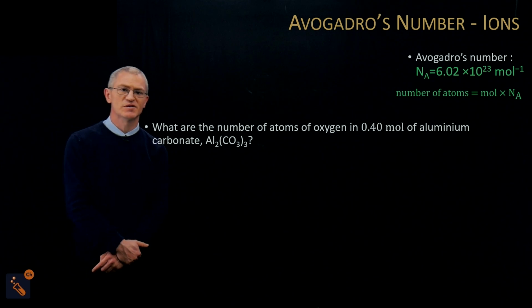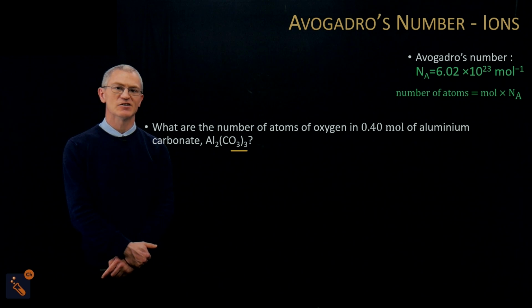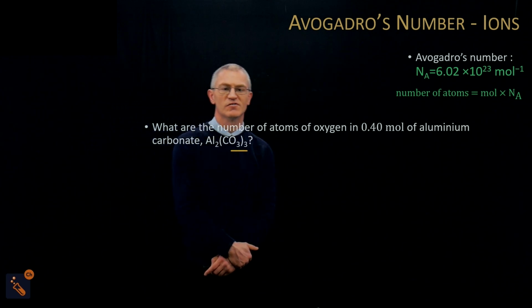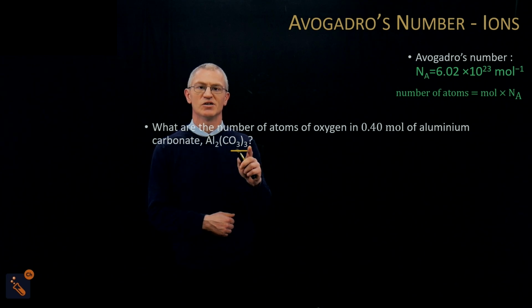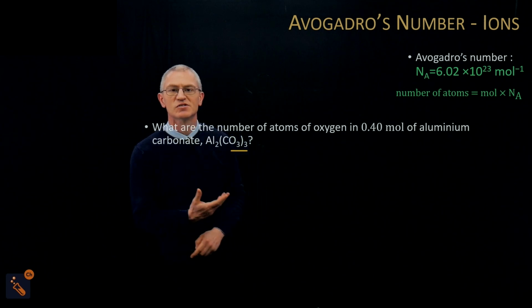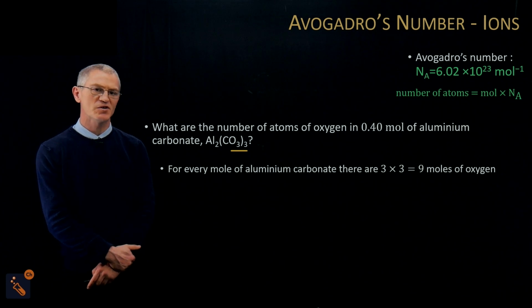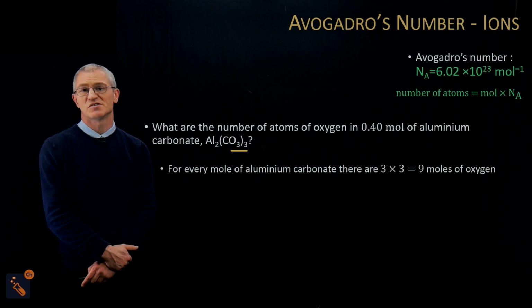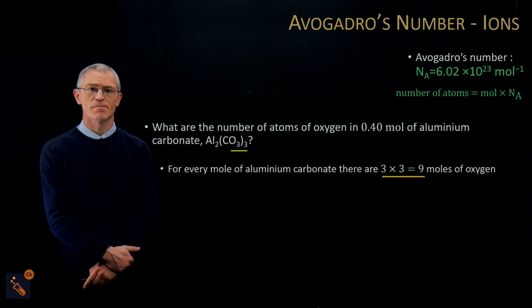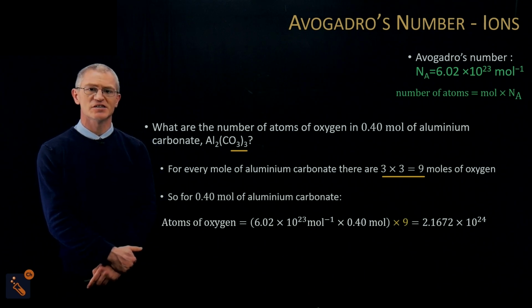What is the number of atoms of oxygen in 0.4 moles of aluminium carbonate? Now we're looking at the oxygens here. It's important from earlier that you realise that if there's brackets, we need to multiply everything inside the brackets by the number outside the bracket. So 3 times 3 for the oxygen is going to be 9. That means that for every mole of aluminium carbonate, there are 9 moles of oxygen because of this 3 times 3. So for 0.4 moles, we do our calculation again.